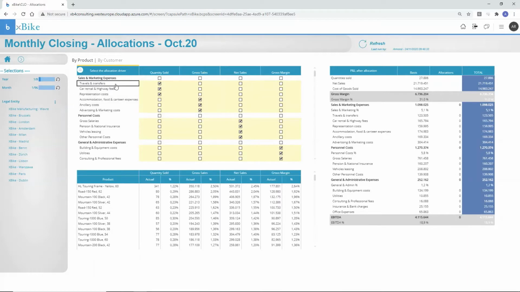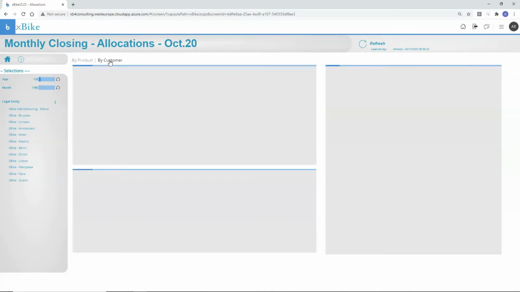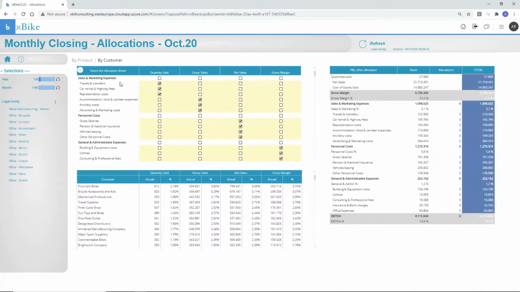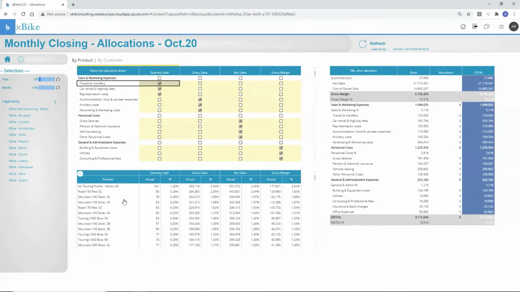So if I focus on this one, here I am saying to the software, please allocate my travels and transfers expenses to products using the quantities sold as allocation driver. And I can do exactly the same here for the customers. What I find here in the bottom of the table is the actual data with the percentages. So then I can do some analysis before choosing these drivers.